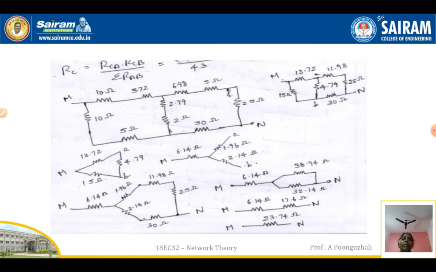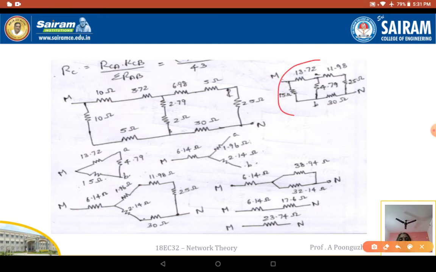So now between M and N I want, what I can do is convert this circuit. So that 15 and 4.79 are going to be the same. That means again this is going to be a delta network. This is your delta network there. So this delta network, I am going to take 13.72, 4.79 and 15 ohms, and convert that to star. So if I convert it, what is the formula going to be?